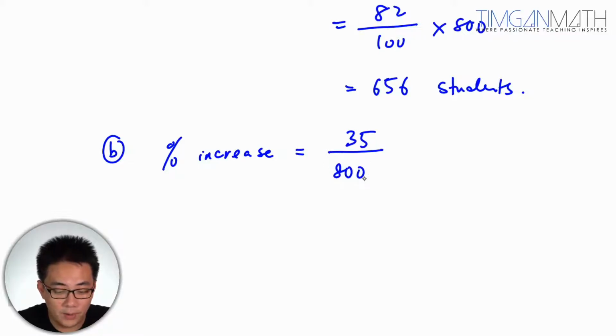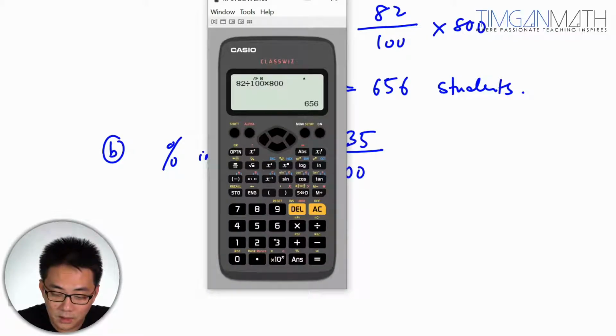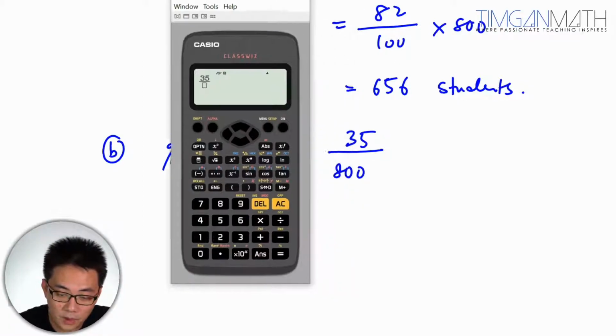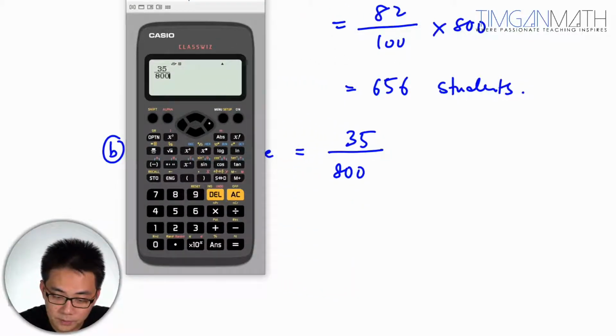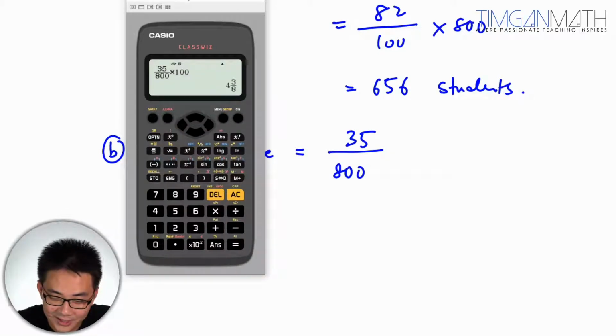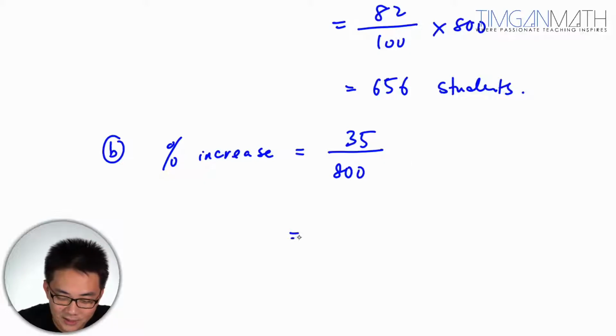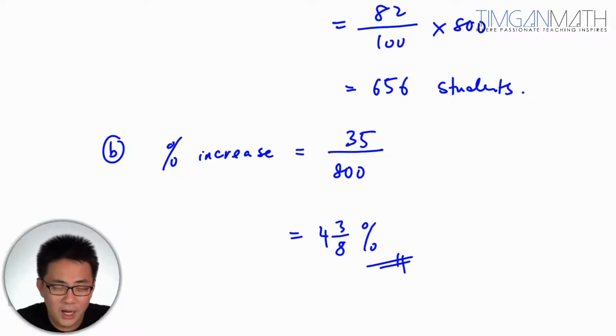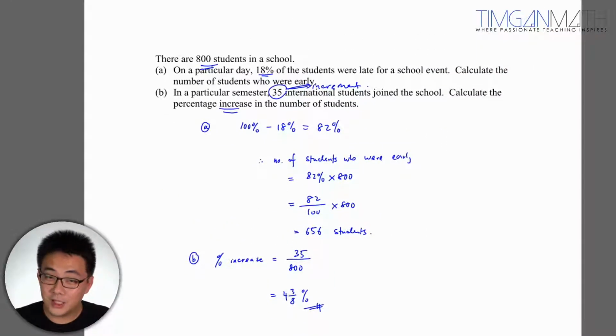So 35 over 800 times 100%. This will be 4.375. I could just leave it as a proper fraction. That would be good. Easy, right? This is 4 and 3/8%. I think it's pretty okay. That's how we do this question here proficiently. Any question at all, please let us know. Keep practicing, and I will see you in the next question.